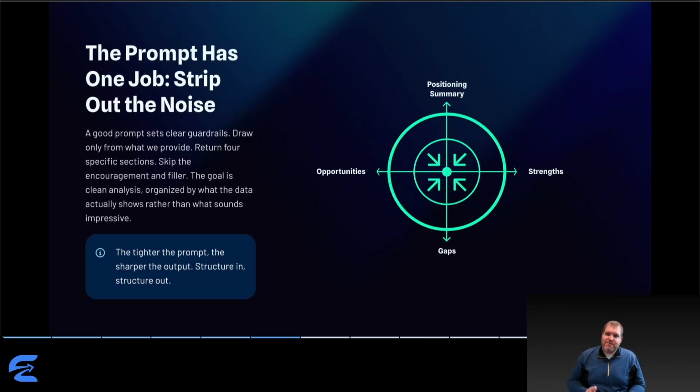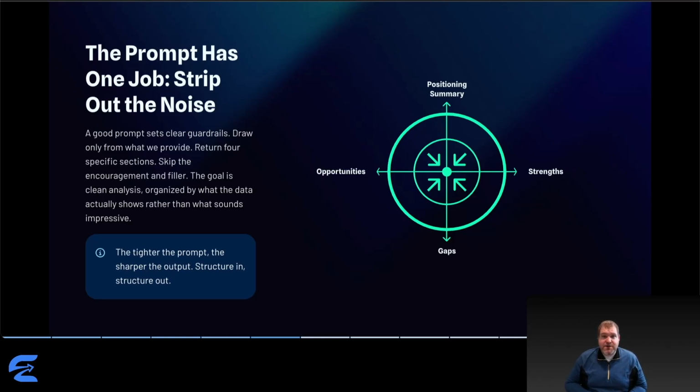Before we run the demo, let me walk through how this prompt is built, because that's where most people go wrong. When you ask AI a vague question, you get a vague answer. So we're going to do the opposite. We tell Claude to draw only from what we provide. No general knowledge about the restaurant industry, no assumptions, no filling the gaps with things it thinks it knows. Just the data we give it.